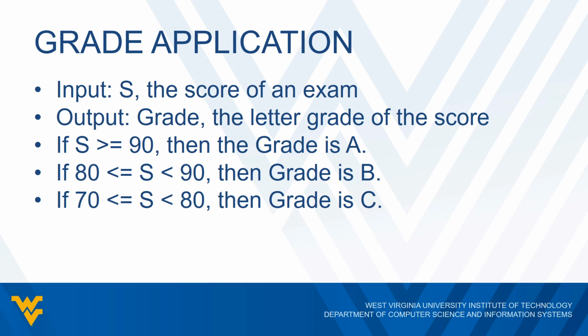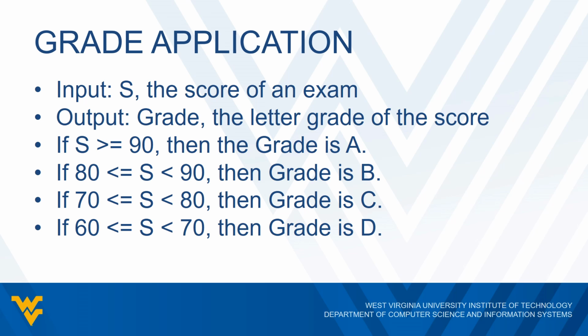And then if that's not true, let's check for a D. So if S is greater than or equal to 60, or 60 is less than or equal to S, and S is less than 70, then our grade is going to be a D. And then the final case is, if none of that's true, then S should be less than 60, which means the grade would be an F.